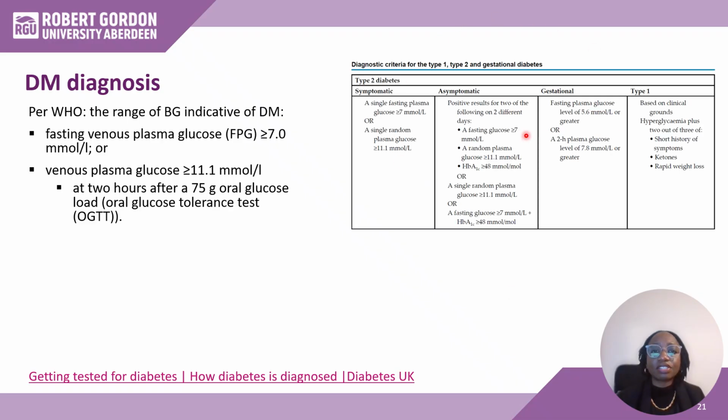Okay, and here's a snapshot of the different types of diabetes. The symptoms and criteria for type 1, type 2, and gestational diabetes. Again, as I said, for the purposes of learning for this module, we'll only be focusing on the most common ones, type 1 and type 2, but we've also mentioned here gestational diabetes.